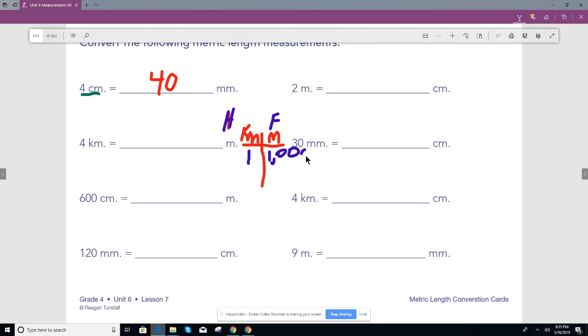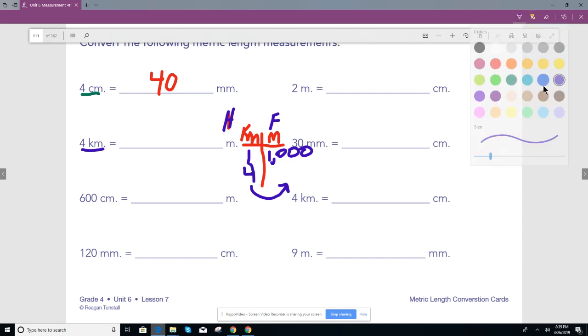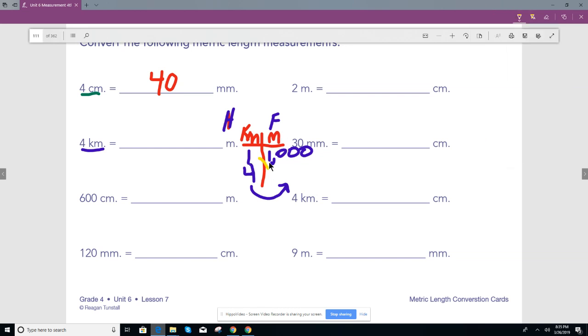Okay. Now, according to our question here, they gave me 4 kilometers. Am I going horse to fly or fly to horse? Horse to fly. So horse to fly, we multiply. 4 times 1,000 is 4,000. All right. Okay. Next one.